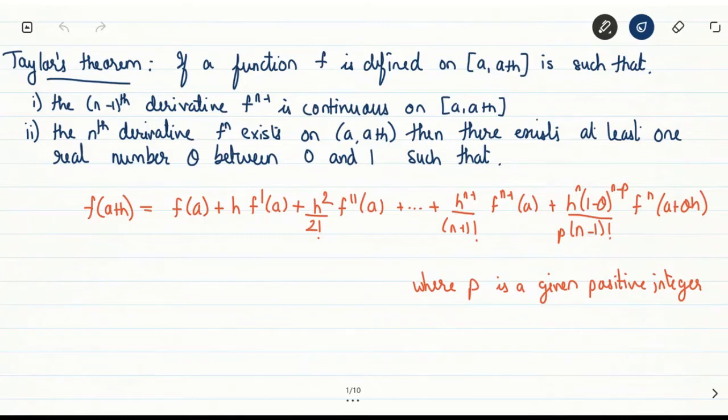In this video, we are going to discuss Taylor's theorem. The statement of Taylor's theorem is as follows. If we have a function f which is defined on the closed interval a to a plus h such that the following conditions are true, means we have a function which satisfies the following conditions.